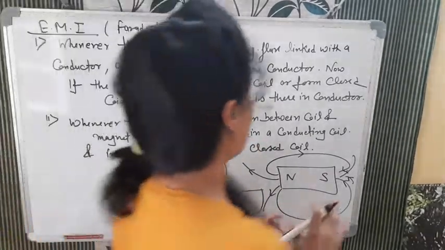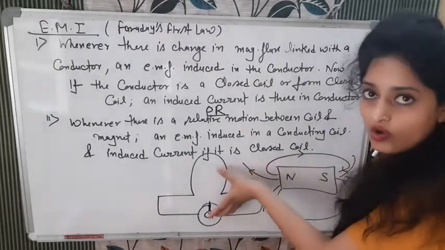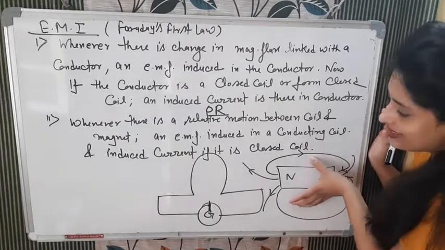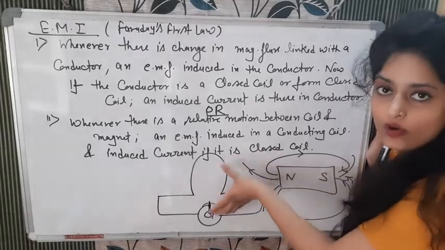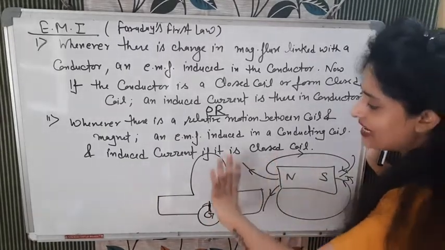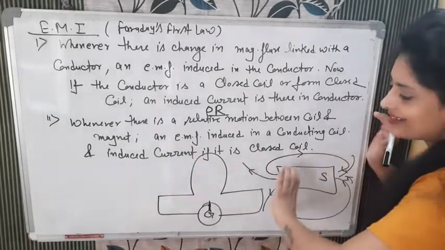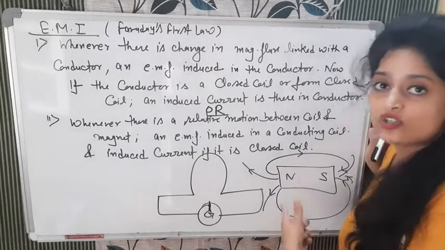But now what will happen when I move this magnet towards the coil or away from the coil? Now see children, watch carefully. When the magnet is going towards the coil, what will happen? The magnetic field lines that are crossing this area, this coil, will increase or not. So there is a change in magnetic field lines. Is the magnetic flux changing or not?